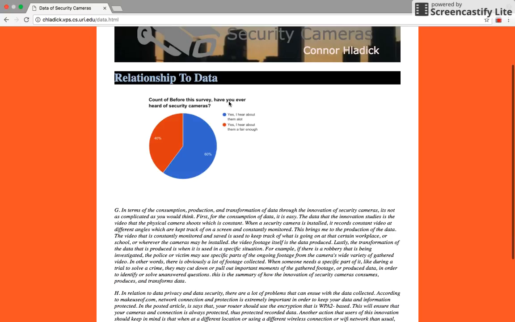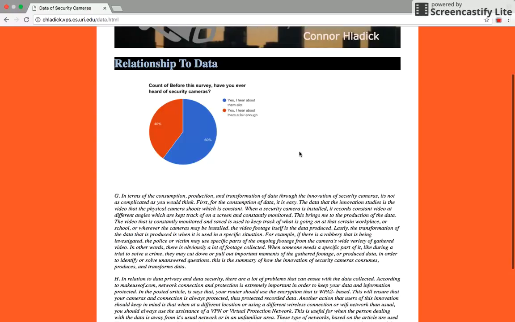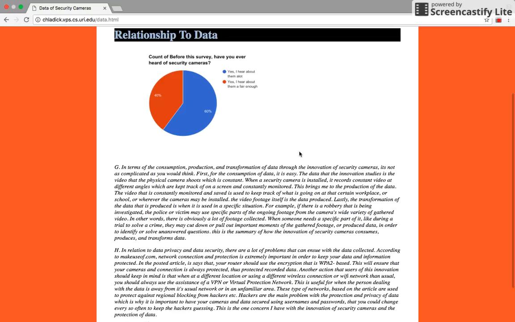At first, I have a little chart or graph up here that was recorded through Google Forms, which was pretty easy to set up. We developed questions on a template, and our classmates answer them based on relevance to their own life. So for mine, it was before the survey, have you ever heard of security cameras? And to no surprise to me, everyone had heard of them, whether it was a lot, 60%, or hearing about them fairly enough, which was 40%. Again, this was no surprise to me as pretty much everyone has seen security cameras at some point in their life.